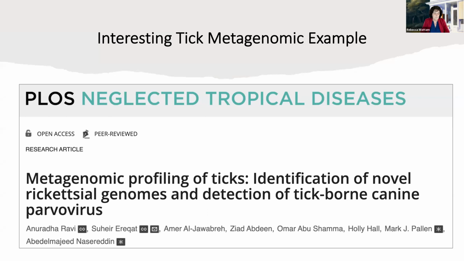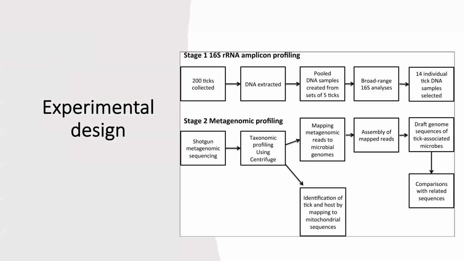And they also went deep in detail to look for pathogens or what they think of as endosymbionts. I liked that this is from their article. It shows the experimental design. They collected the ticks, extracted the DNA, and then narrowed it down to 14 individual samples. And on those samples, they did shotgun metagenomic sequencing, and then they did taxonomic profiling using the program Centrifuge.